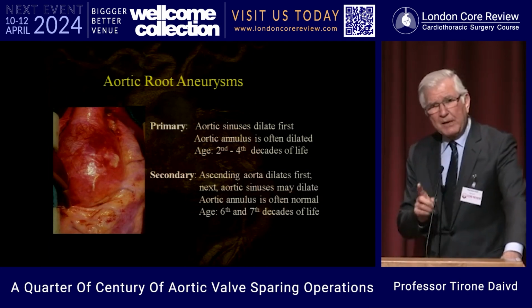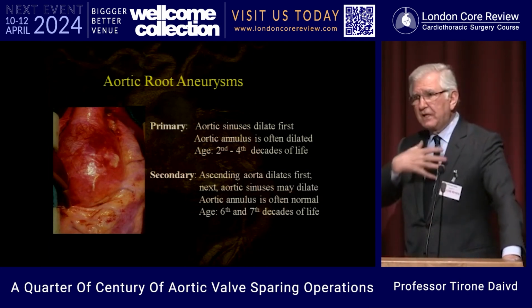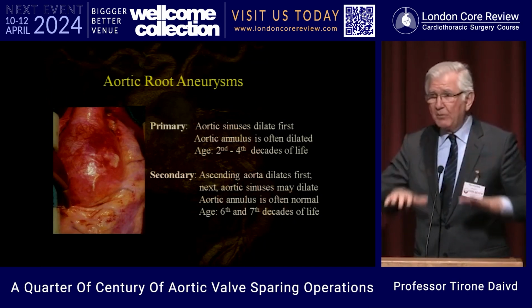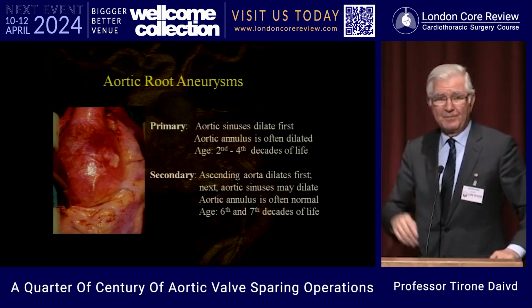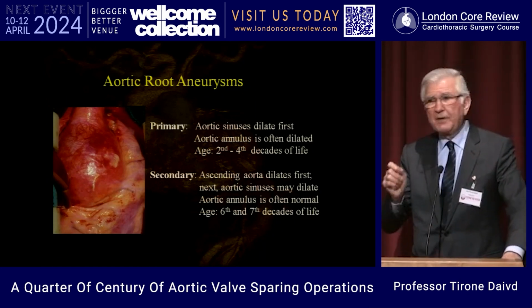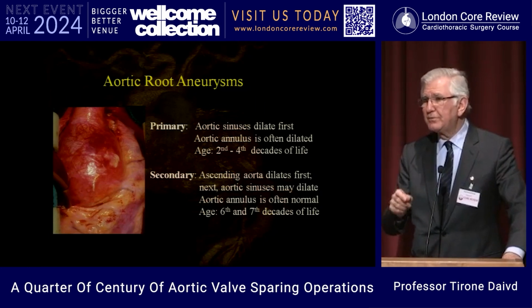The secondary aortic root aneurysm starts in the ascending aorta, and because of wall tension, it propagates downwards and upwards. The annulus never changes because it's not a connective tissue disorder of the fibrous skeleton of the heart.